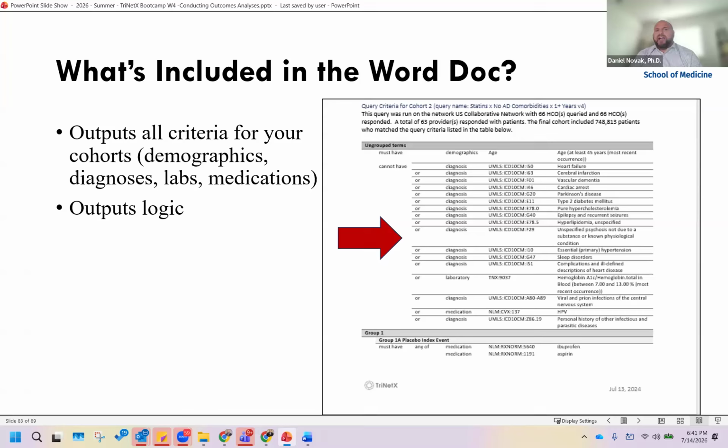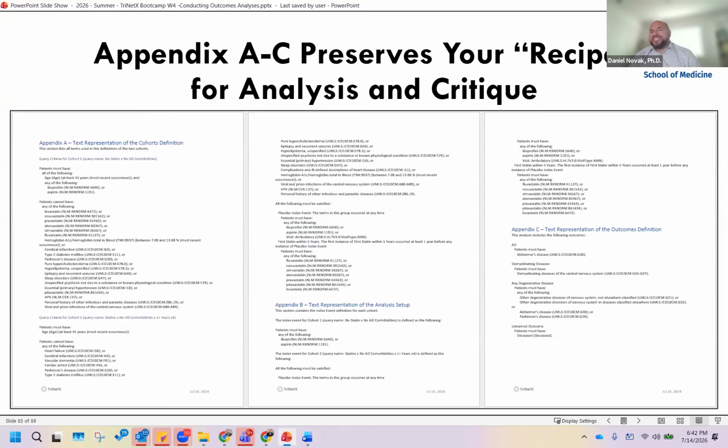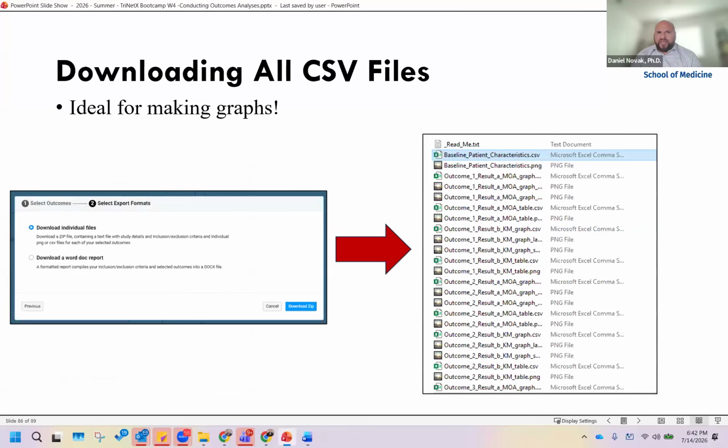What's included in the Word doc? Outputs of all your criteria for your cohorts, demographics, diagnoses, labs, medications, your logic. You can see here, these are all of the exclusion criteria we had. It'll output your risk analysis into a nice little table like this that you can review later. And it preserves your recipe for your study, the characteristics that you used in it, in Appendix A through C, which includes basically all of your ICD-10 codes and your drugs and your procedures and everything like that. So this is an extremely useful way to get a snapshot of your study in just a minute.